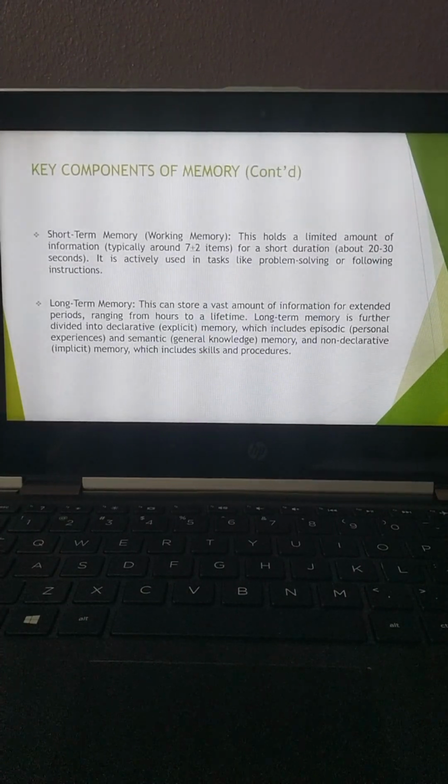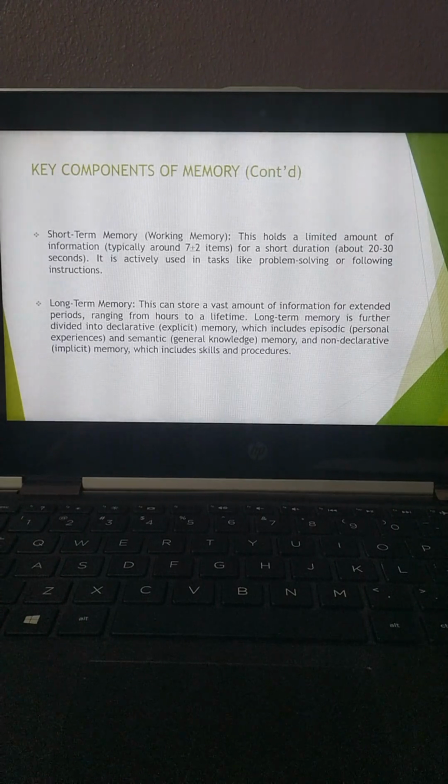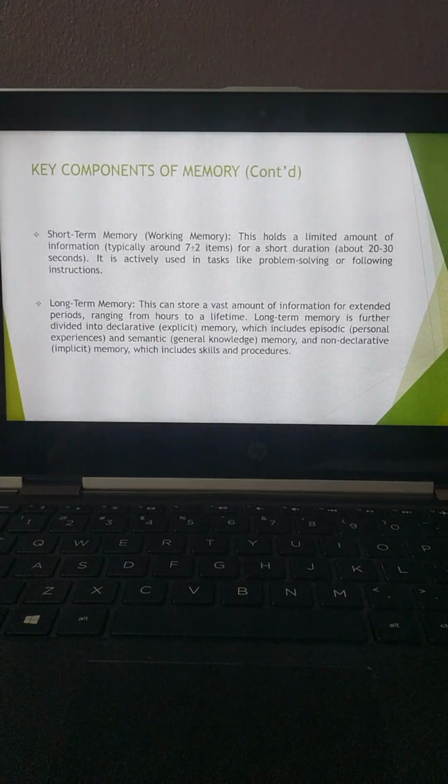The next is the short-term memory. The short-term memory is also known as the working memory. It holds limited amounts of information, typically around 7 plus or minus 2 items. This means it holds around 5 to 9 items at a time for a short duration, about 20 to 30 seconds. It is actively used in tasks like problem solving or following instructions.